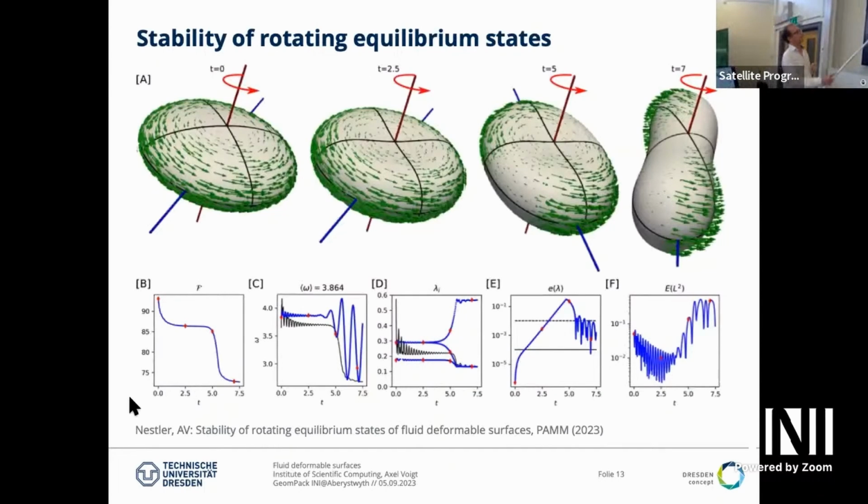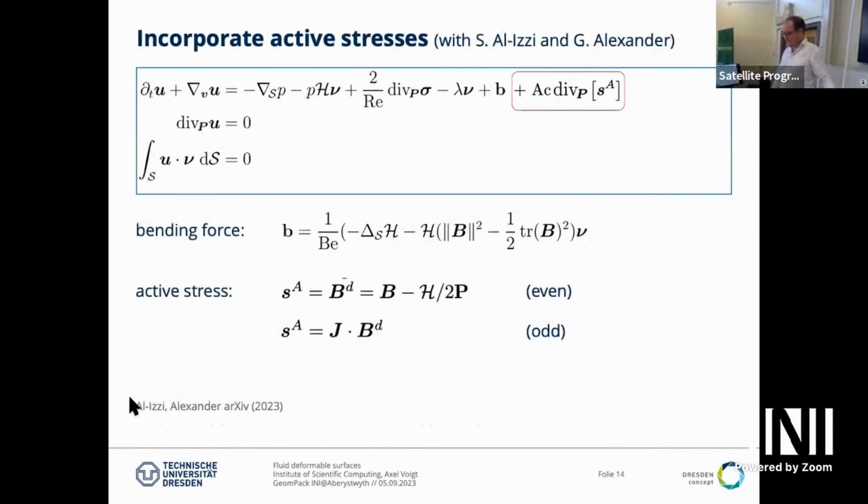So if you would start with such an oblate shape, also in a rotationally symmetric setting, it would be stable, but if you get rid of this constraint, then any perturbation deforms this and also leads to this state and then further deforms. Okay, now what happens if we add some activity?